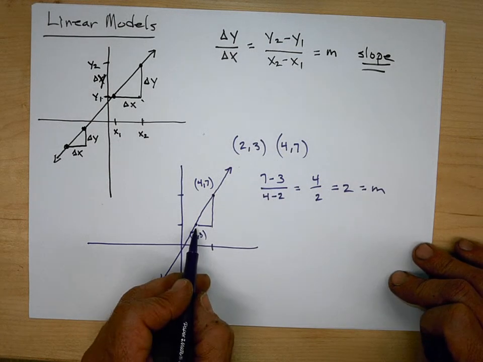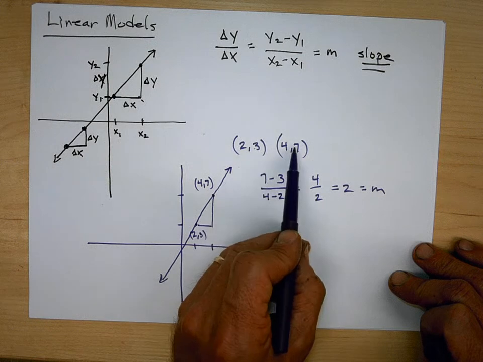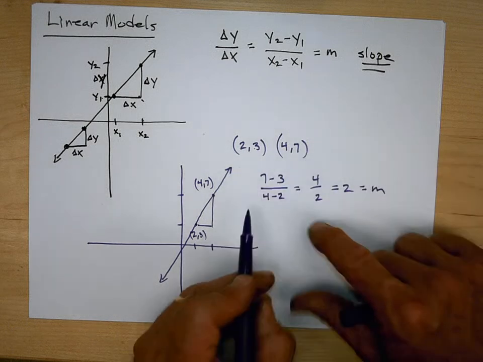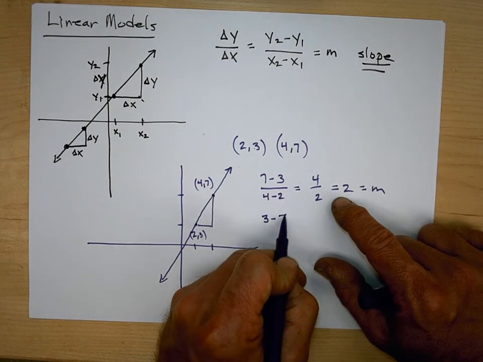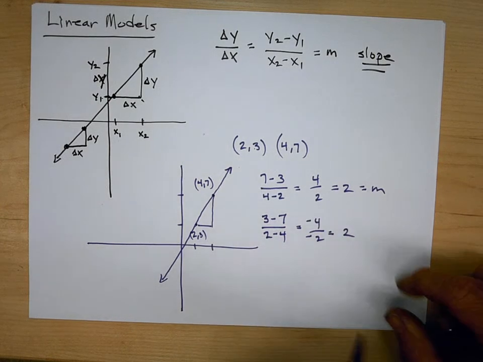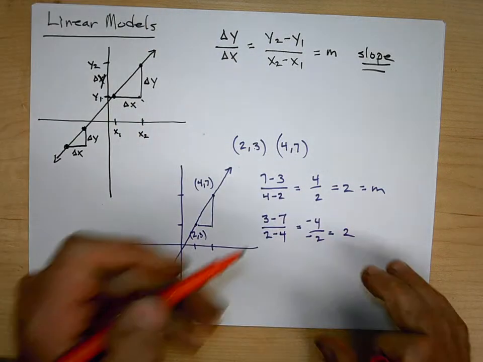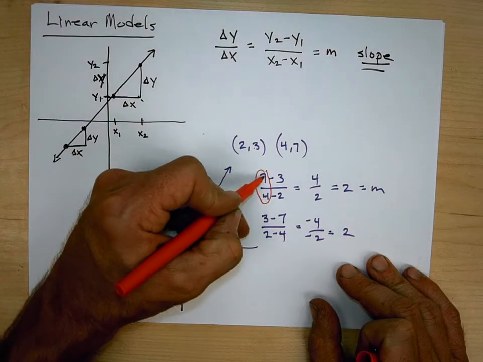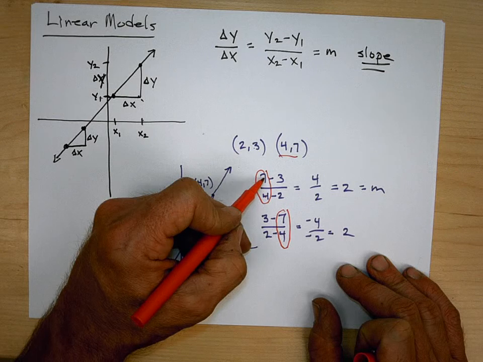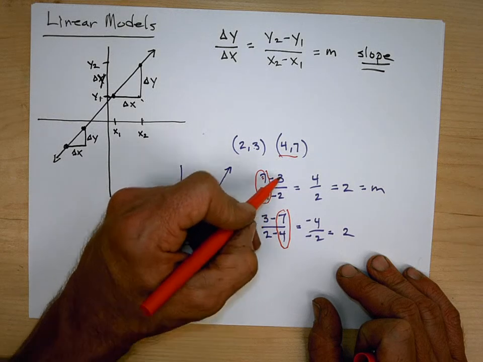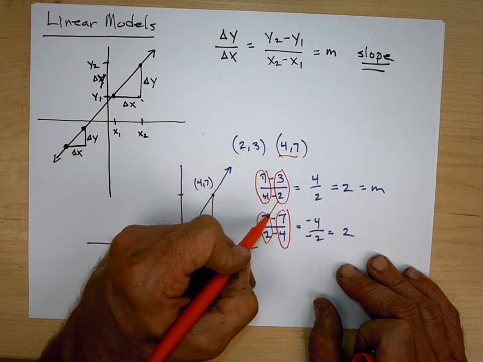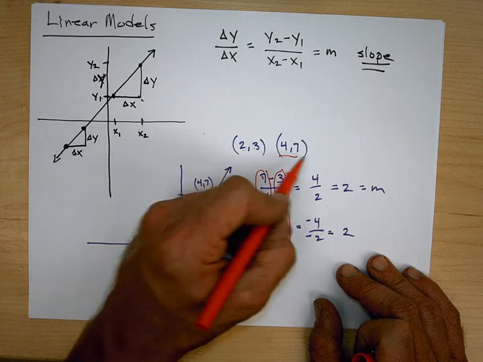Notice, though, it doesn't matter which order I subtract these points. What I did is I took 7, subtracted 3 for the y, and 4 subtracted 2. But I could have just as well done it the other way. If I take 3 and subtract 7, and take 2 and subtract 4, then I end up with negative 4 over negative 2, which is still 2. Notice the important thing here: the point (4, 7) has to stay together. I don't want to get these mixed up. This has to be the same point. This is the x value, this is the y value. Then over here, this is the other one, (2, 3). As long as we keep those together, we can switch them this way, but we don't want to get our x's and y's mixed up.